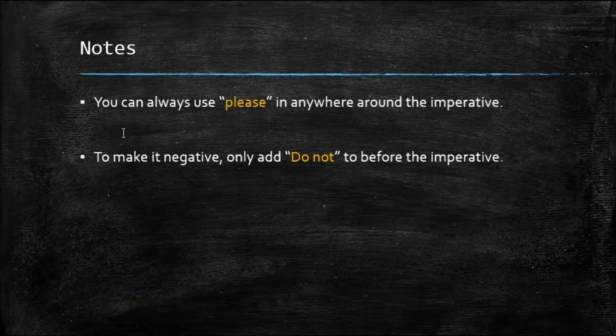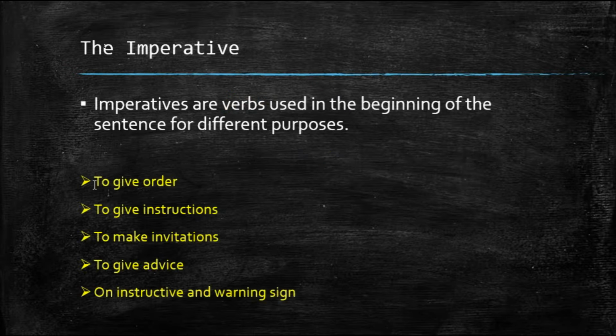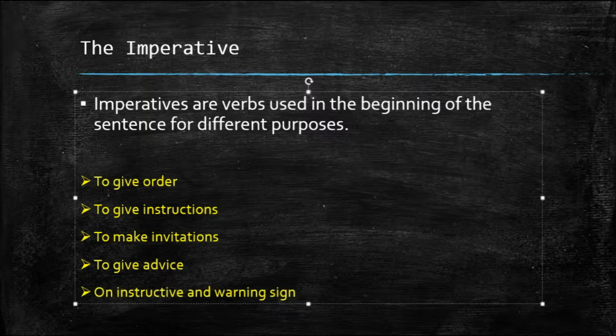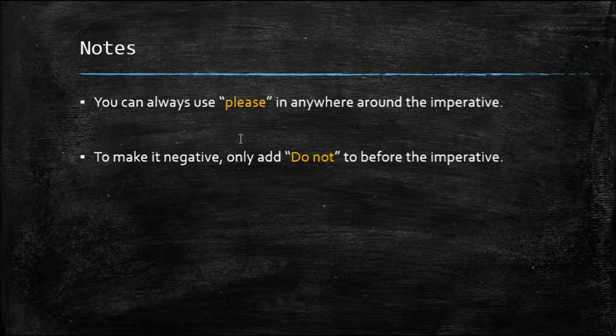The first thing is that you can always use please anywhere around the imperative. So when you have a sentence starting with a verb for these 5 purposes: to give order, to give instructions, to make invitations, or to give advice, or on instructive and warning signs, right? In all of these cases, you can always use the word please in the sentence, okay?